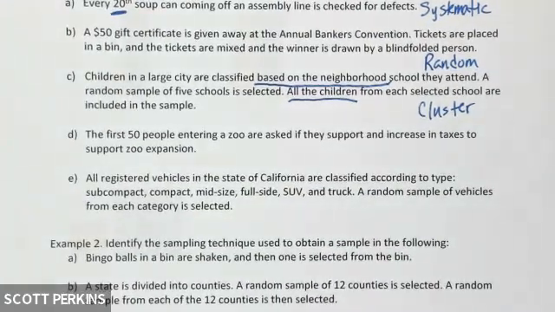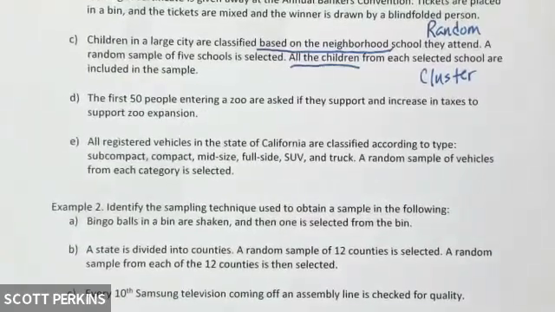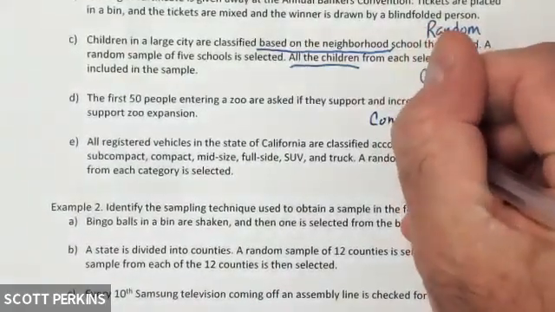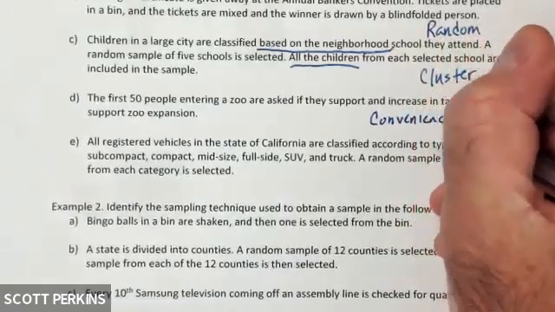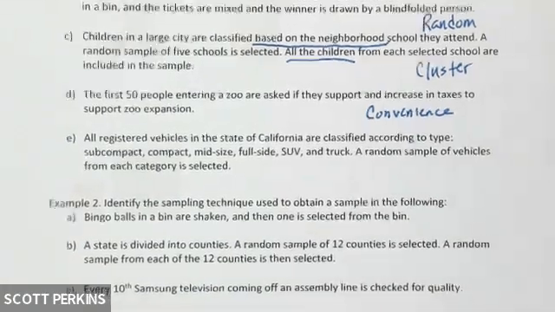Great job. The D problem says the first 50 people entering the zoo are asked if they support an increase in taxes to support zoo expansion. What kind of sample is that? Yeah, convenience. And you can notice the skewing of the data. You're at the zoo asking about increasing taxes to support the zoo. Well, of course, you're going to be more likely to get people who support the zoo when you're standing at the front of the gates of the zoo. So that's what would be poor about that.